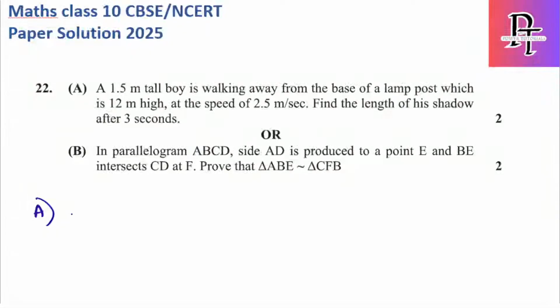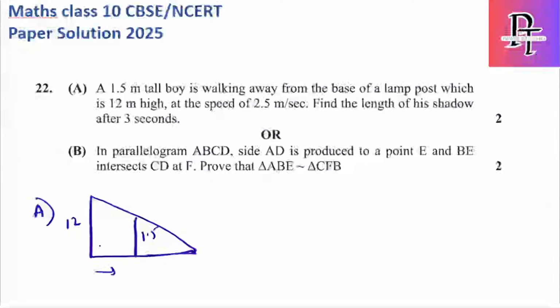A 1.5 meter tall boy is walking away from the base of a lamp post which is 12 meters in height. Okay, so this is 12 meters high, and we have a boy who is 1.5 meters tall, running at a speed of 2.5 meters per second. Okay, he is running. So simply, the closer he is, the longer the shadow will be. If he is running away like this, then the shadow also will get longer.